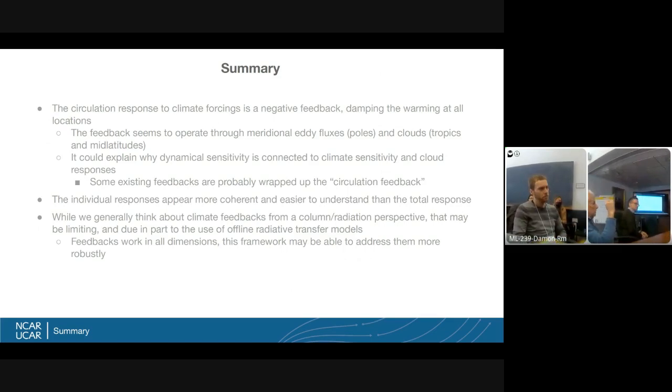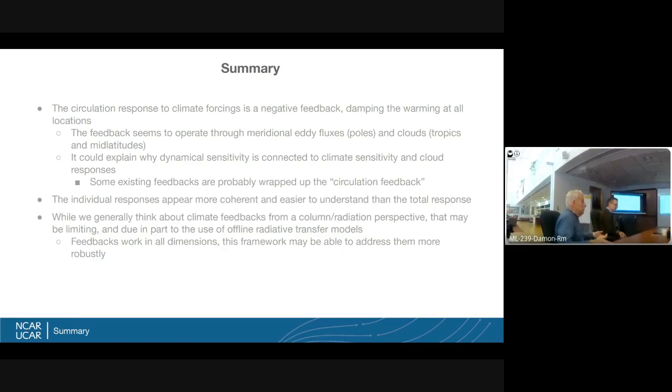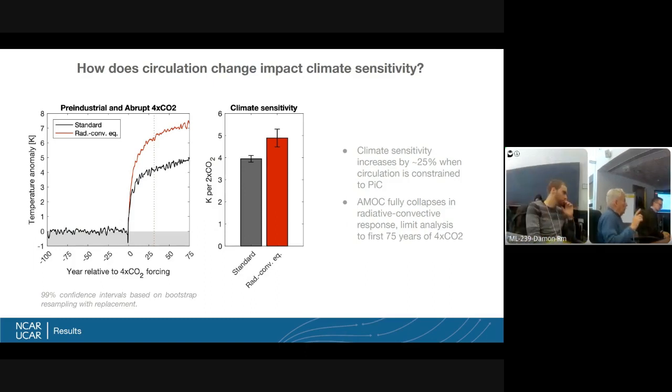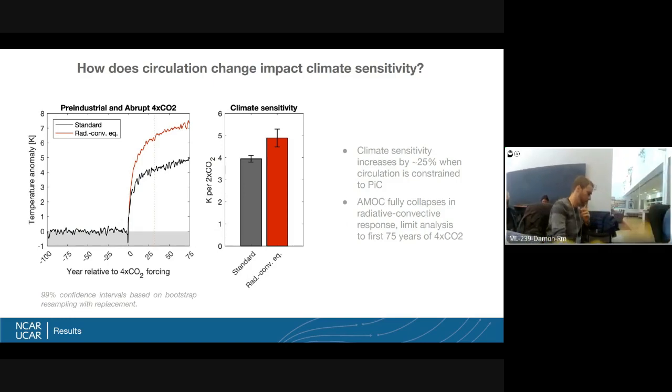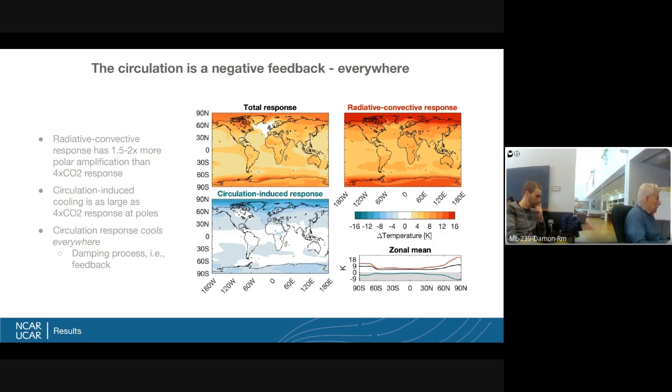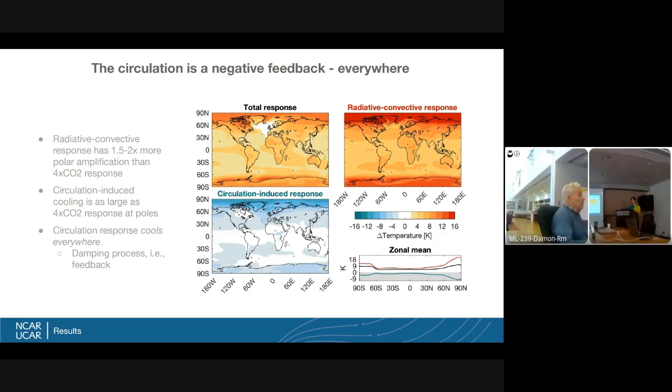I really like this result, even though I don't understand it. So what seems to happen is if you allow circulation, somehow the system globally is more efficient in getting rid of heat, so the temperature doesn't rise as much. The question is why? You talked about low-level clouds in the subtropics, and then you mentioned V prime T prime. But V prime T prime is really just the vertical component of the EP flux. It's not really a transport of heat, right?